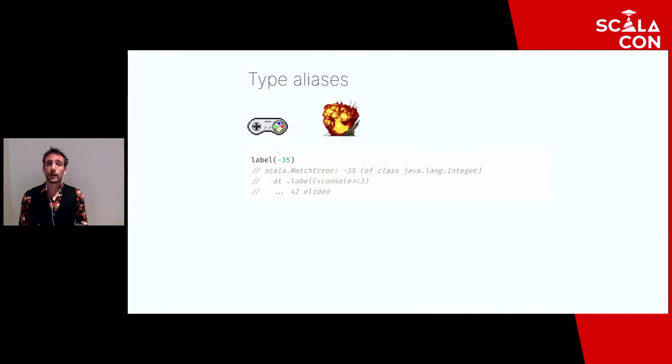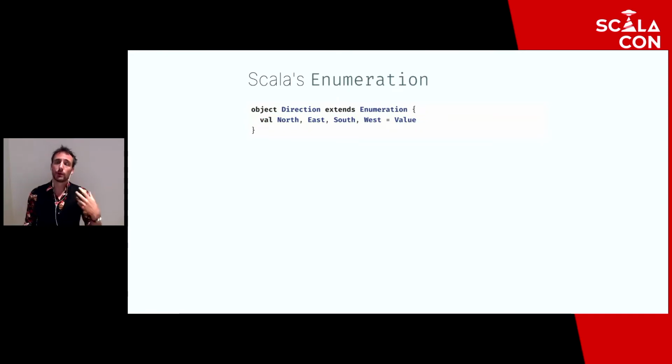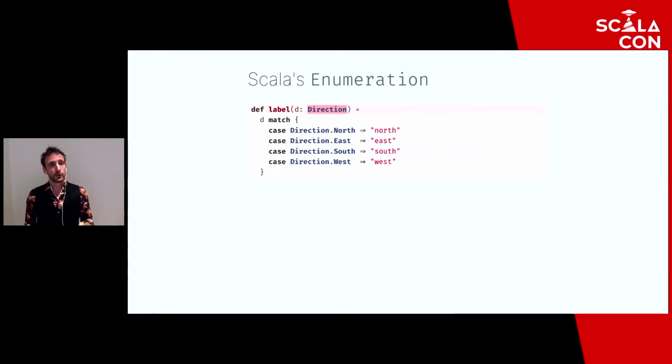Specifically, most languages, Scala in particular, support something called an enumeration. In Scala, it goes a little bit like this. You define an object Direction and say it's an Enumeration. And in there, you would declare values North, East, South, and West. And there we go. We have a Direction, we have an enumeration whose only possible values are North, East, South, and West, which allows us to rewrite label.